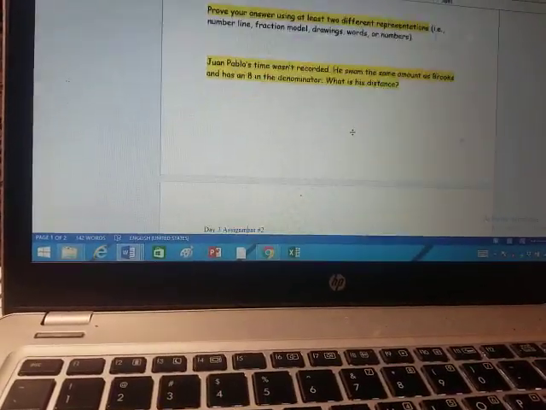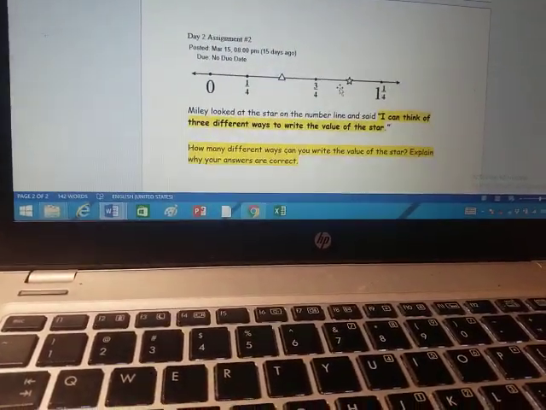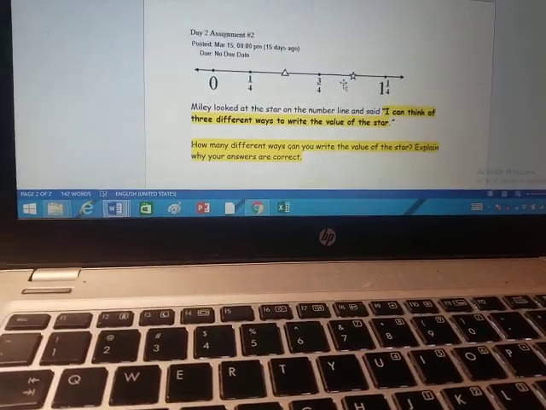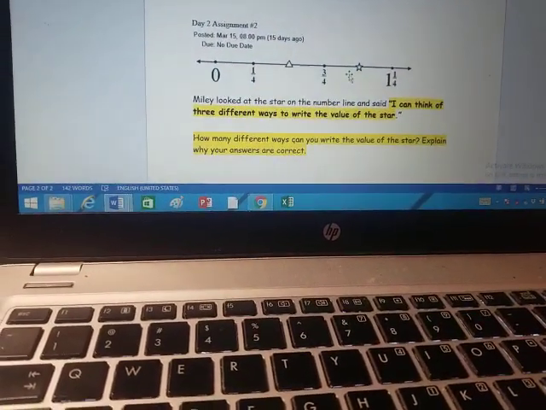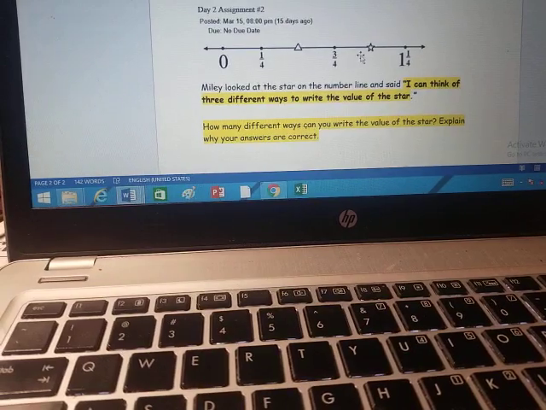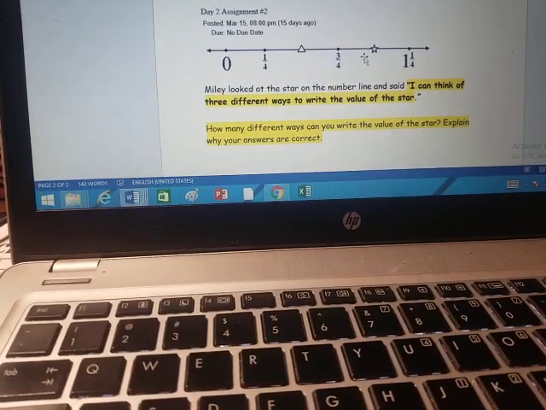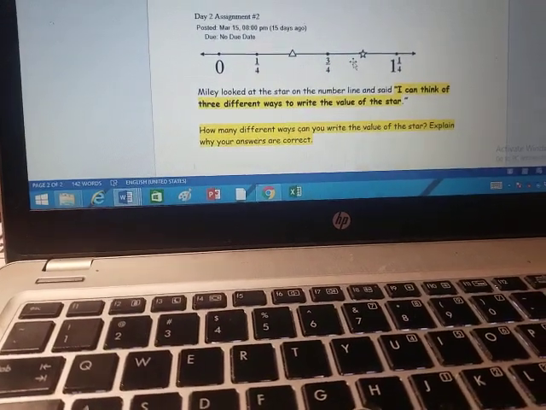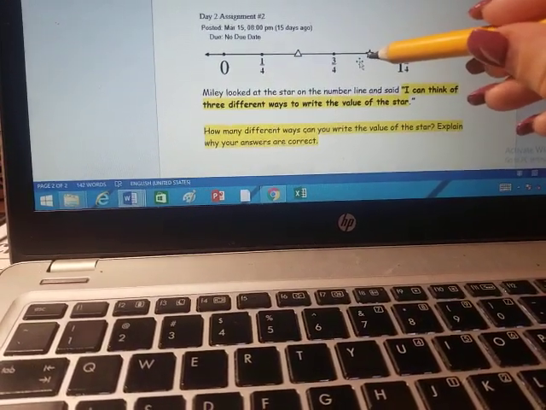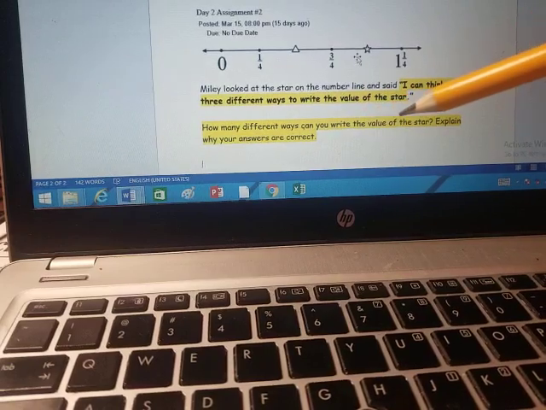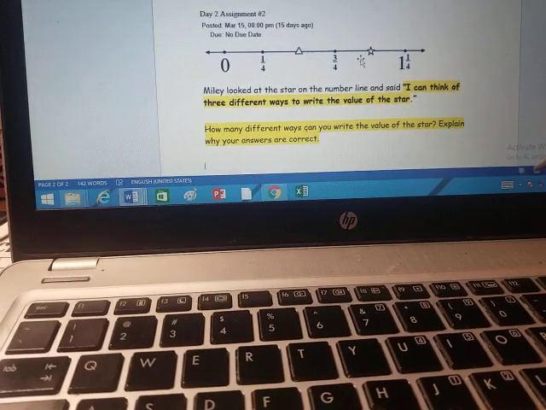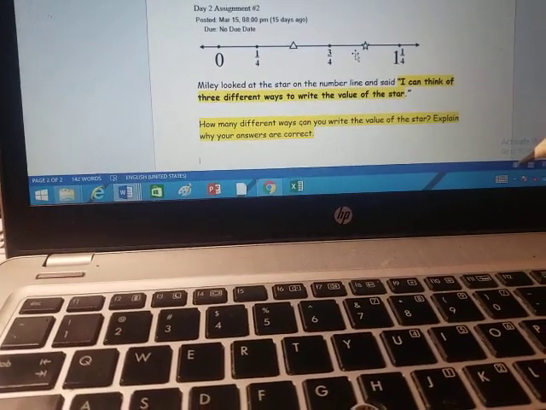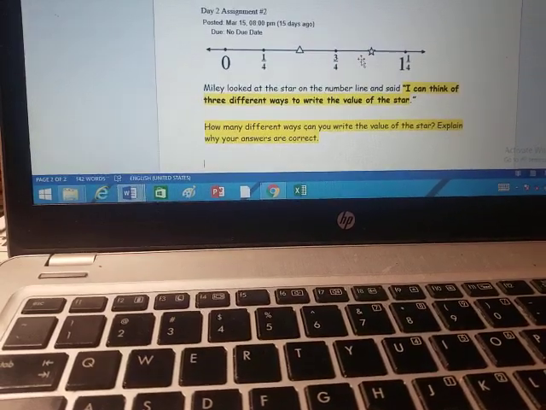The second part is a simple question. It shows you a number line, and it says, Miley looked at the star on the number line and said, I could think of 3 different ways to write the value of the star. Where's the star? Right here. How many different ways can you write the value of the star? Explain your answers. Explain why your answers are correct. So it's just one question.